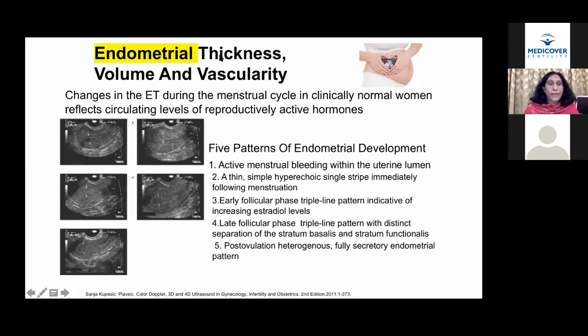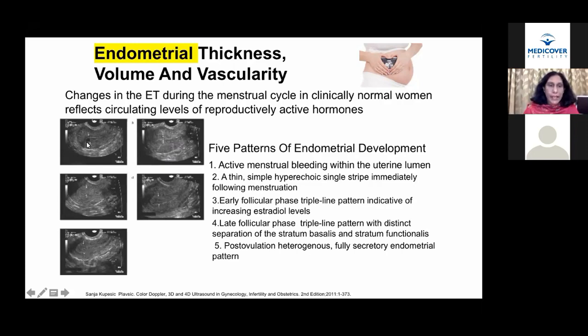Endometrium is again very important: its thickness, its morphology, and its vascularity. There are 5 patterns of endometrium. Any menstrual cycle has a bleeding, then it comes into the follicular phase, and then it goes on to the secretory phase. So depending upon the phase, the lining varies.